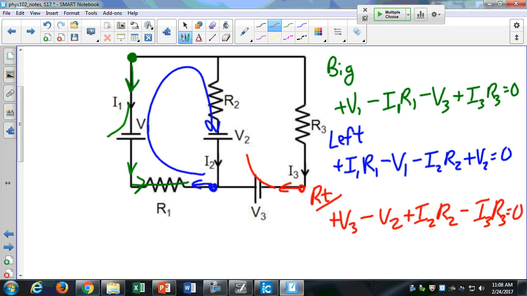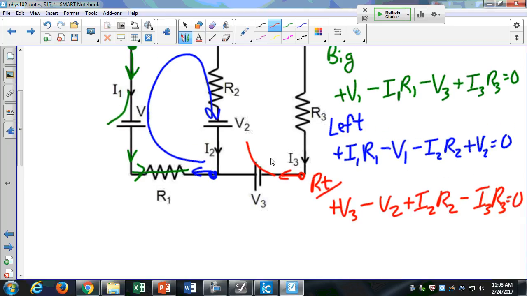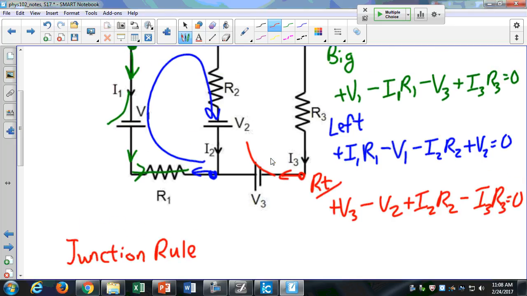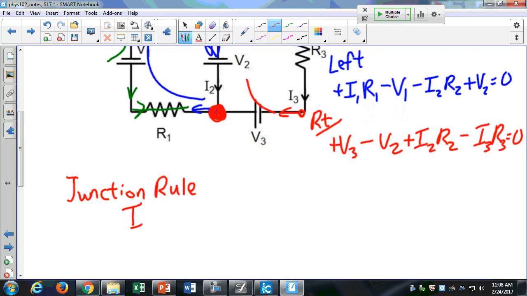All right, we can also apply the junction rule. Those are 3 loop rules. In the junction rule, I would pick any junction. I'm going to choose this junction right here. I'm going to say the incoming currents are equal to the outgoing currents. Junction rule says I in equals I out.